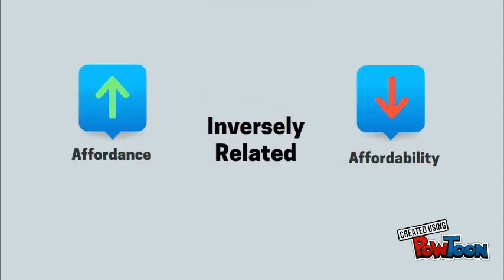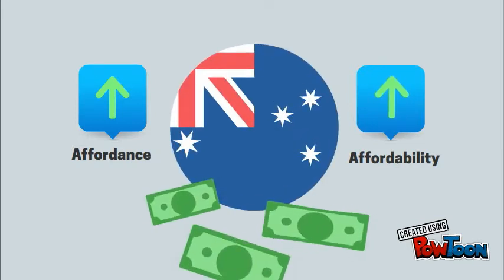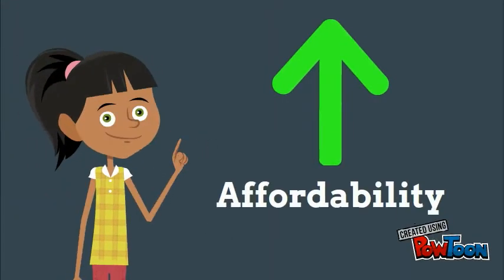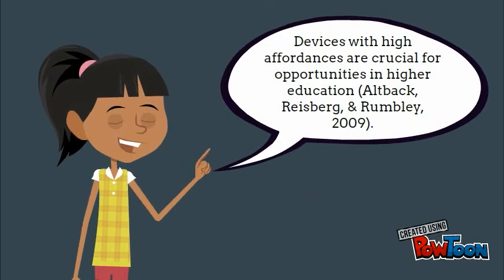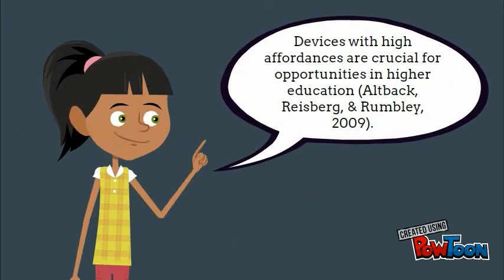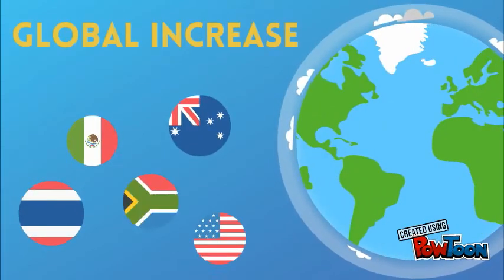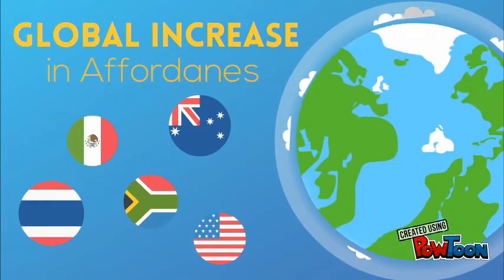However, living in a developed and wealthy country, Australia is fortunate in that we have access to high affordance technology with somewhat high affordability. For developing countries, their focus is directed more towards higher affordability, meaning lower affordances. Unfortunately, nowadays devices with higher affordances are becoming crucial for opportunities in higher education, thus developing countries are disadvantaged. Despite these differences, both developed and developing countries share an overall trend of rapid advances in affordances, that being an increase in mobile devices functionality.